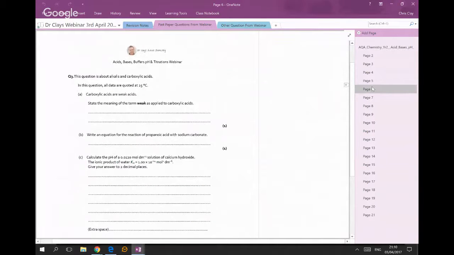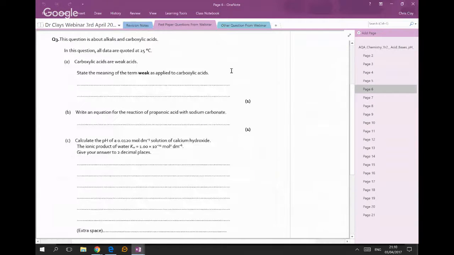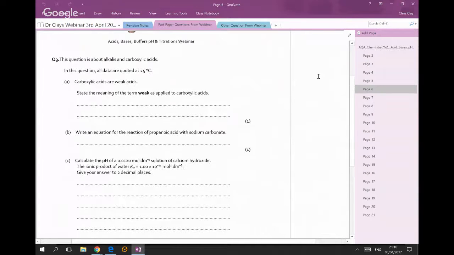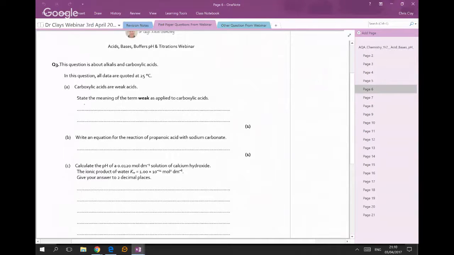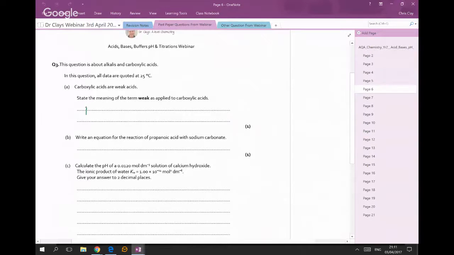Moving on then. Let's have a look and see what we've got here with some of our weak acid questions, which is certainly a classical way that they ask acid-base questions in the exams. Here we've got: state the meaning of the term weak acid as applied to carboxylic acids. Well, really it's going to be anything. So our simple definition, as we've seen before, is an acid that partially dissociates. That's the wording they're looking for. I would fill it out: an acid that partially dissociates when dissolved in water.